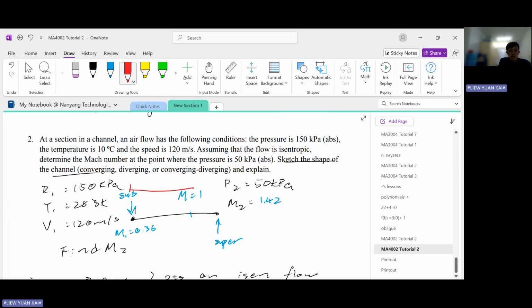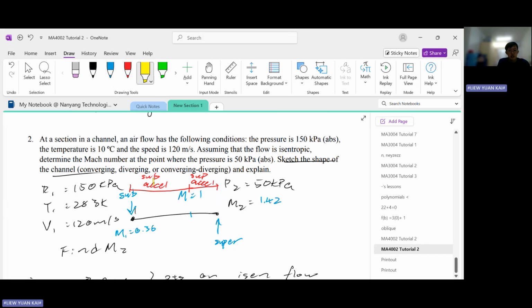So where the flow has a Mach number less than 1, this is subsonic acceleration, right? Because the Mach number is increasing. Where the Mach number is greater than 1, this one is supersonic acceleration.